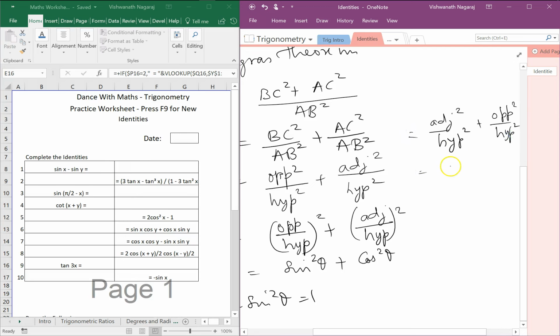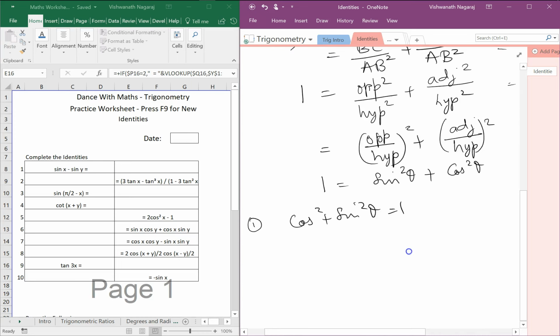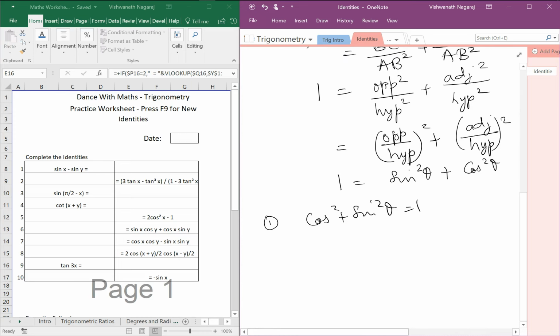Yes. And (adjacent by hypotenuse) the whole square plus (opposite by hypotenuse) square, which is cos square alpha and sine square alpha. So in either case it would have been cos square theta plus sine square theta equal to 1.